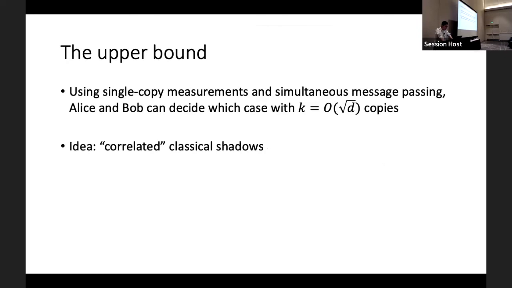So let's start with the upper bound, which is the simpler one. So here, the main idea is to perform the classical shadows algorithm in a correlated way.